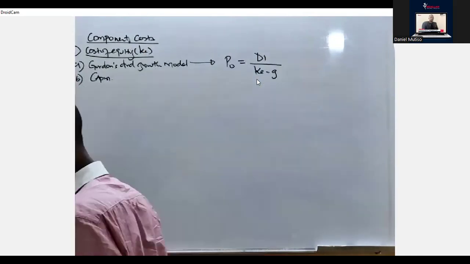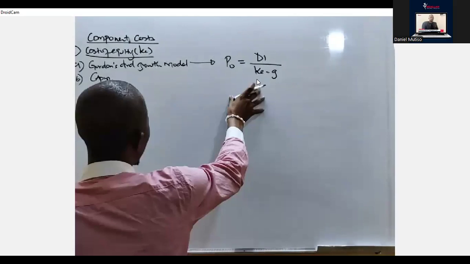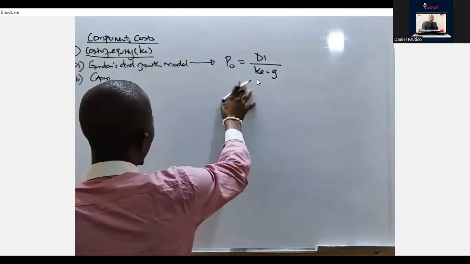D1 minus KE minus G. And from this formula, we want to make the KE the subject. So in this case, you can make KE the subject. Can you be able to make the KE the subject? And in this case, you can just be able to cross multiply.